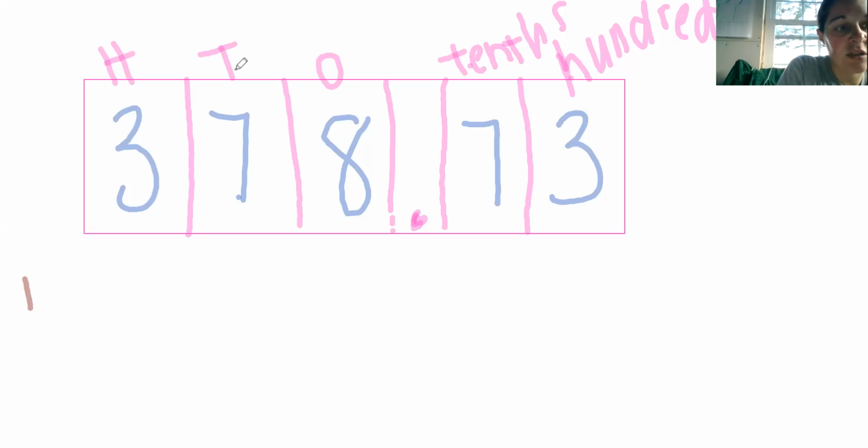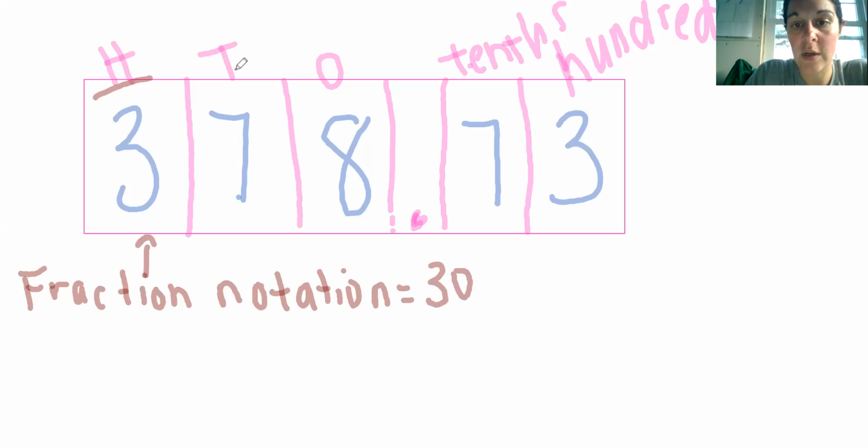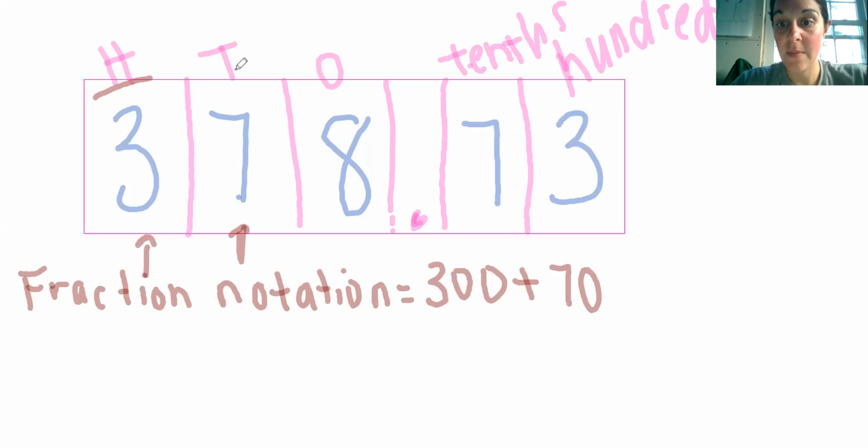So we'll do it as a fraction first, okay? We're going to do it as our fraction notation, and we're going to talk about how much each value is worth. I'm going to start with my biggest number, which is always the biggest place value. So here I have 3, but it's 300. So 300 plus 7 tens, which is worth 70, plus 8 ones, which is worth 8, okay?